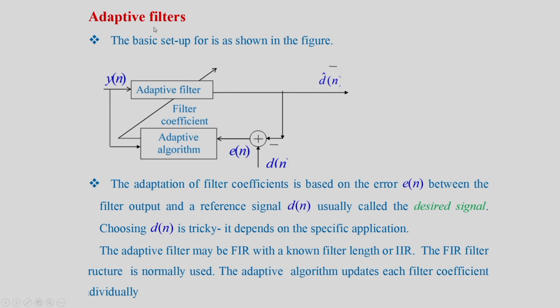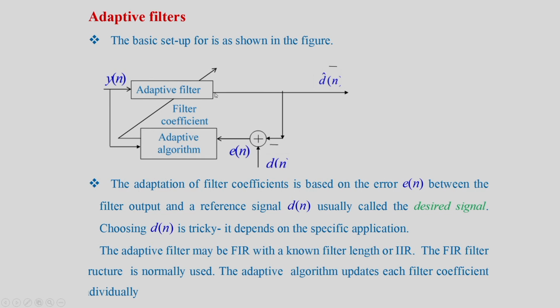We also discussed the adaptive filter. The basic setup for the adaptive filter is like this. This y[n] is the input, and this filter structure, generally an FIR filter structure, acts on the observed signal, and we get some output here that we call d hat n. There is a reference signal in the case of the adaptive filter. This is d[n].